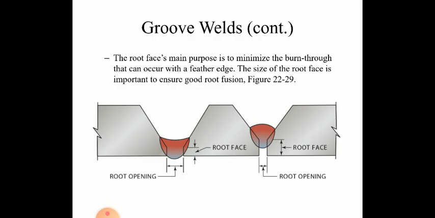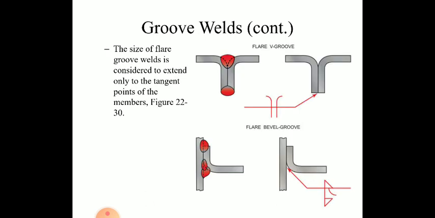So the root face's main purpose is to minimize the burn through that can occur with the feather edge. As you can see, we are minimizing this burn through by maintaining the root face, right? So that's why root opening is to be provided. तो जब भी अगर मेटल का थिकनेस ज़्यादा होगा तो उसमें रूट ओपनिंग देंगे ही देंगे, लेकिन इतना ज़्यादा नहीं दे देंगे कि मेटल जो है वो बह जाए, राइट? And that's why this particular root opening is to be provided. So these are another kind of joint.